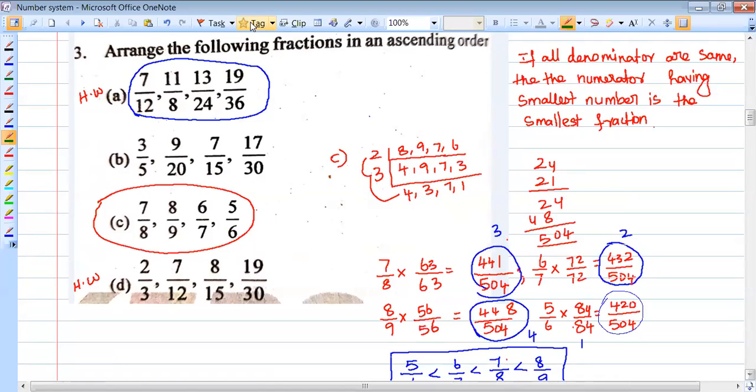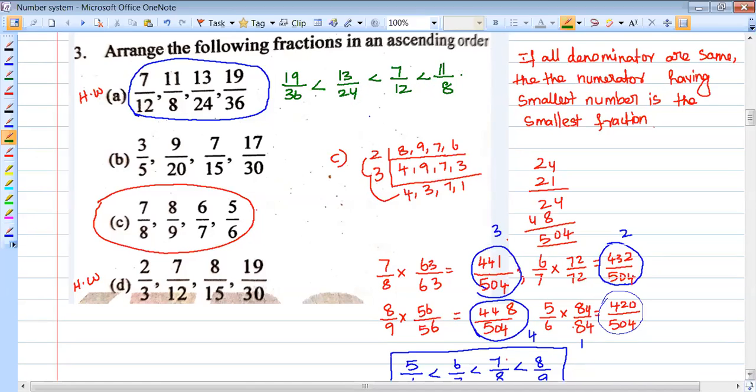So the first one is here: 19 by 36 is smaller than 13 divided by 24 is smaller than 7 by 12 smaller than 11 by 18, 11 by 8. Have you all got the same answer? This is the answer for 3A.